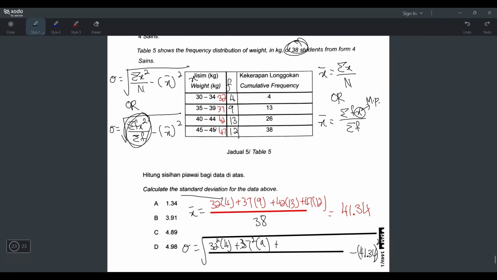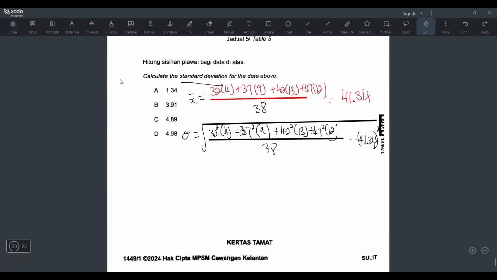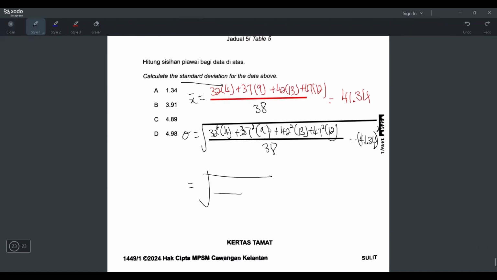Okay. And then tambah lagi dengan 42 square times 13. And then the last one is 47 square times 12. And then divide with total frequency still 38. Right. Okay, now if we tekan all this, you get the answer. But first, I will tekan the jumlah atas first. The 38, I will leave it. The 41.34 square also I leave it. So sekarang kita tekan atas sini dulu.